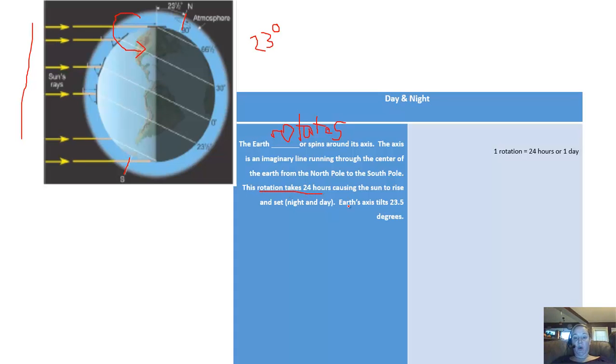So rotation takes 24 hours or 1 day. And the way that I remember that, and I would write this down on my STAAR test before I ever started answering any of the questions, is rodation. Rodation, rotation, rodation, because rotation, turning, spinning of the Earth has to do with day and night.